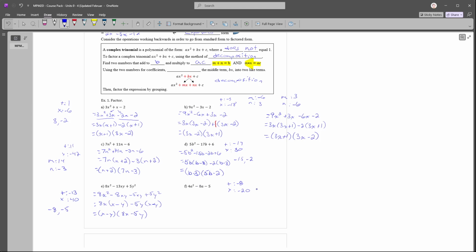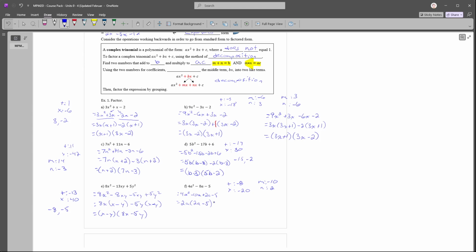Okay. So what do we got? 1 and 20? No. 2 and 10? Yep, that makes sense. So that means if I have m is negative 10 and n is going to be 2, let's try this out. So we have 4a squared minus 10a plus 2a minus 5. What can we factor out here? Well, I can factor out a 2a. So that means inside we're going to end up with 2a in here minus 5.